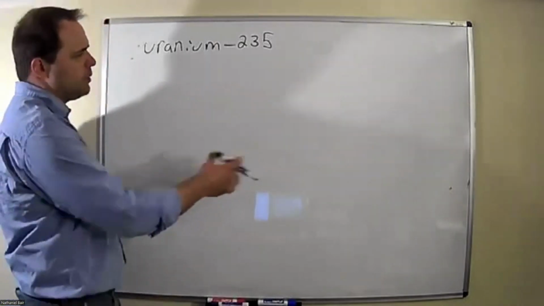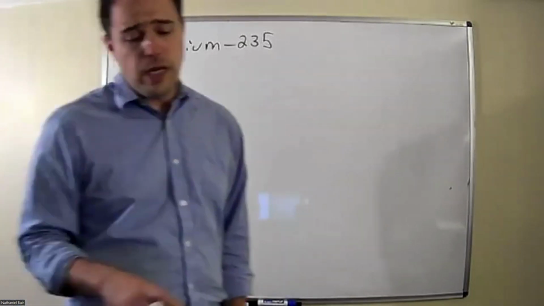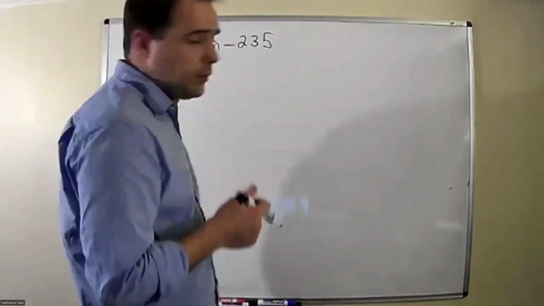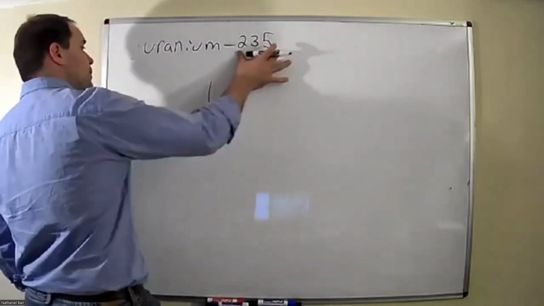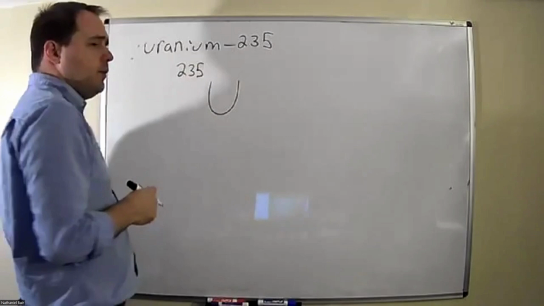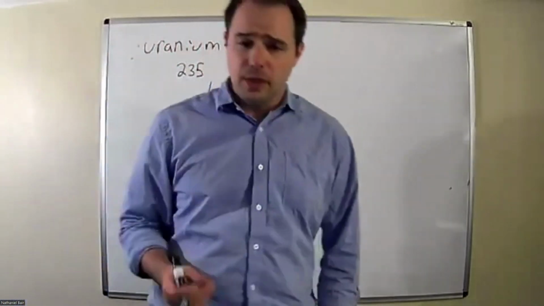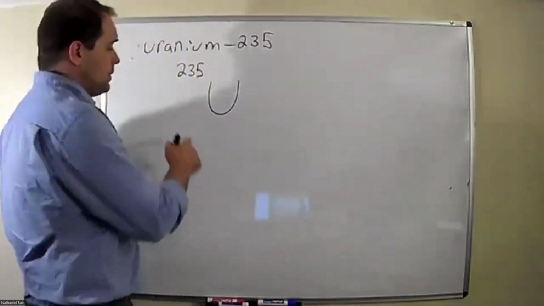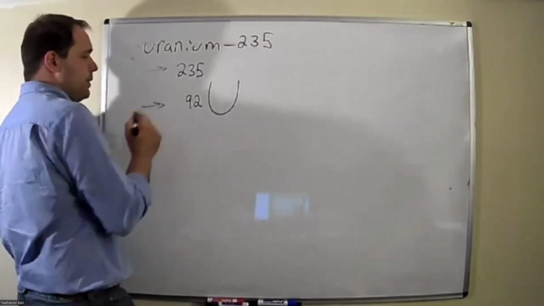If I want to rewrite this in nuclear notation, the first thing I do is find the symbol for uranium. Uranium is an actinide. You'll find it down at the very bottom. Its symbol is a capital U. This is the mass number that's going to go on the top. And then we need to find uranium on the periodic table and steal its atomic number. And uranium has an atomic number of 92. So that 92 is going to go here. Mass number at the top, atomic number at the bottom.